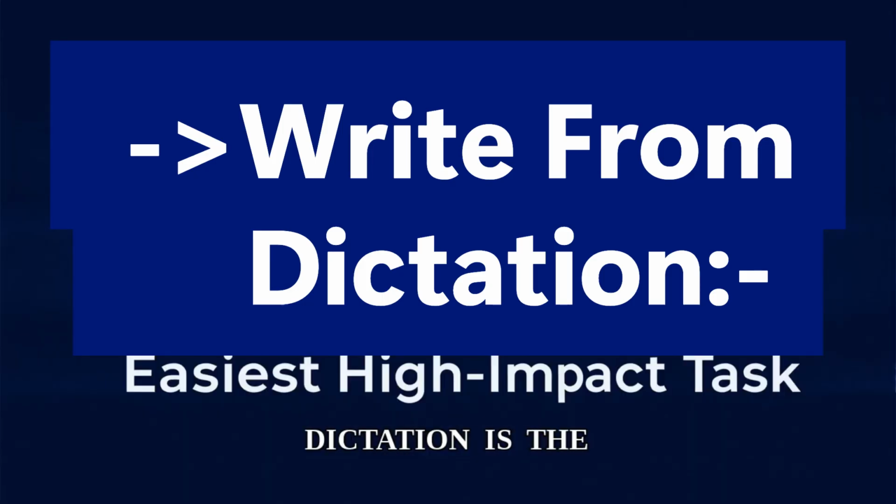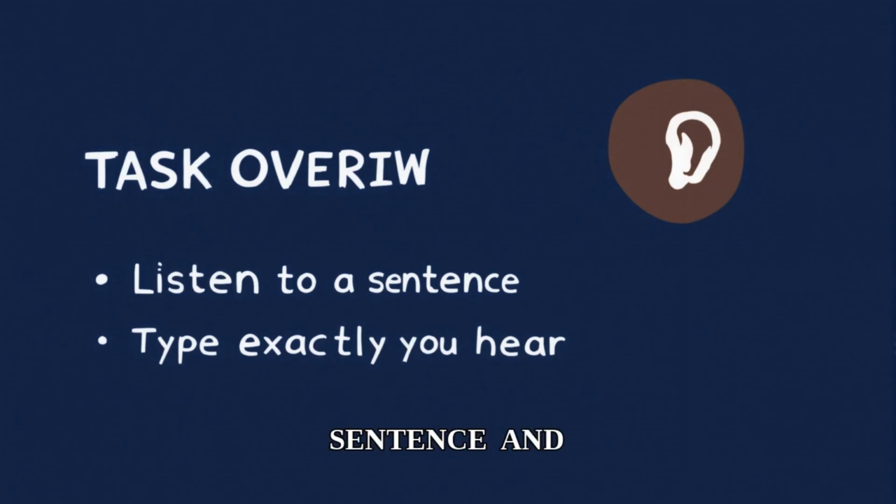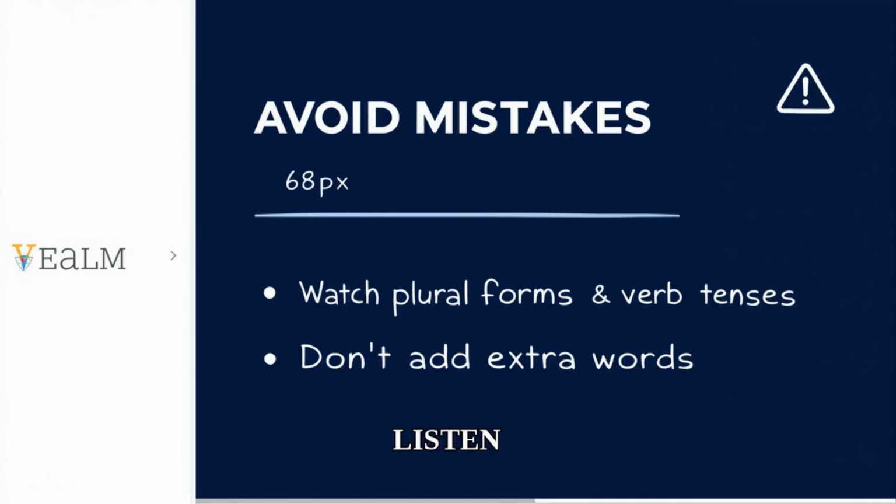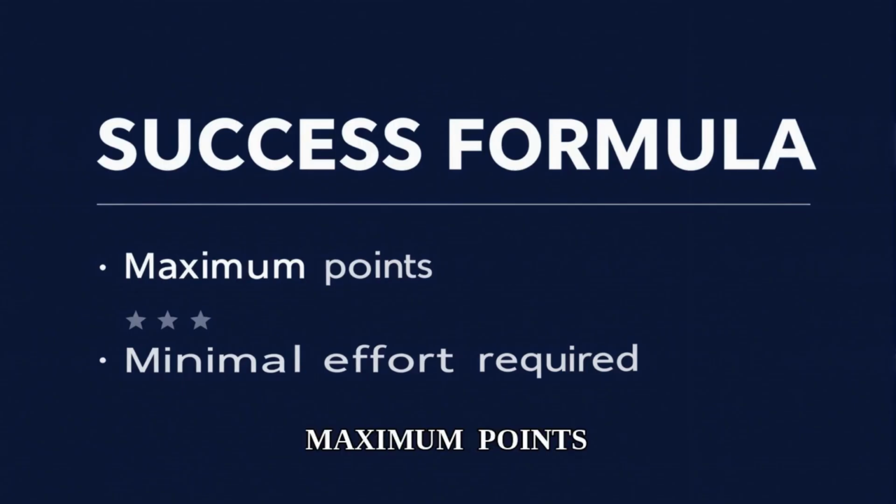Write from dictation is the easiest high-impact task. Listen to a sentence and type exactly what you hear. Focus on spelling and punctuation. Listen carefully for plural forms and verb tenses. Don't add extra words. This task gives maximum points with minimal effort when done correctly.